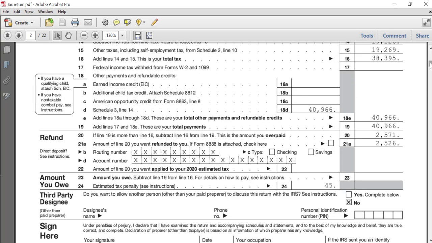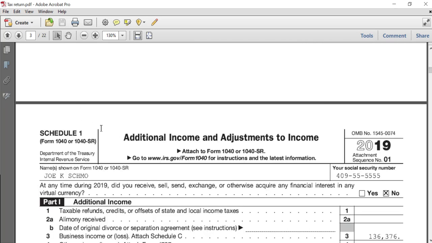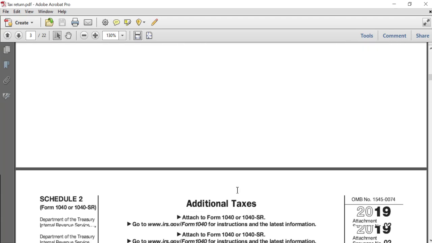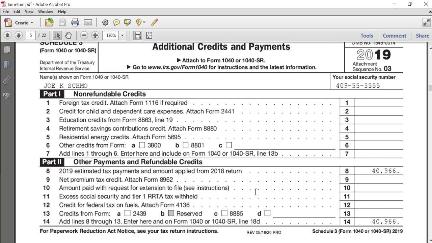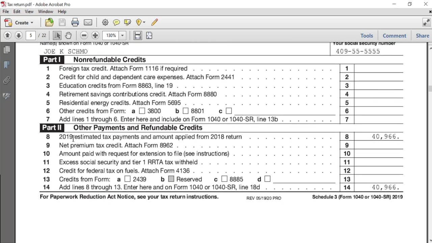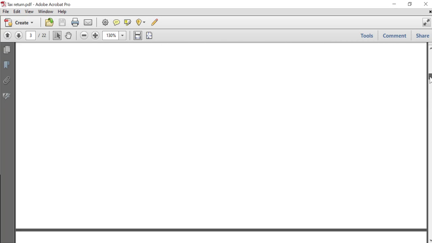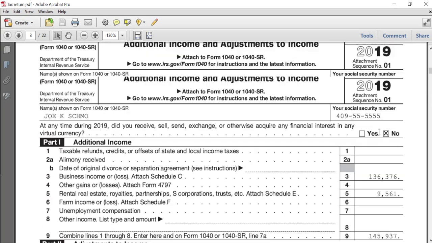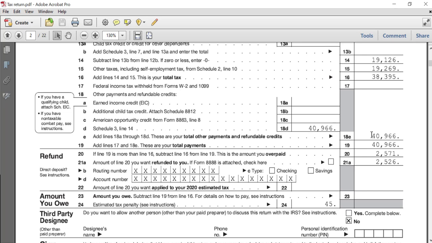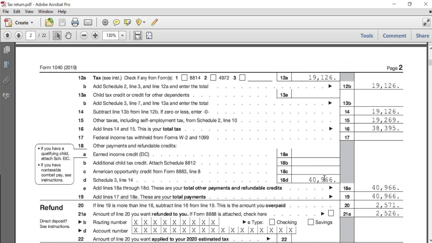So remember, we start with Schedules 1, 2, 3, then we go Schedule A, B, C, D, that sort of thing, and then we have different forms after that. So if we scroll down to Schedule 3, we can see that he made 2019 estimated tax payments of $40,966. So we put that number here, and of course that number is more than his tax, so he's getting a refund.